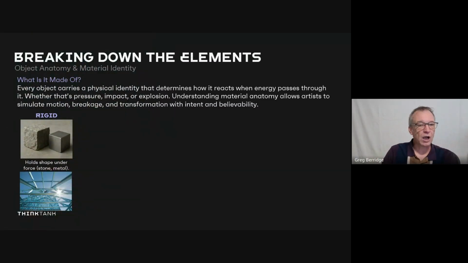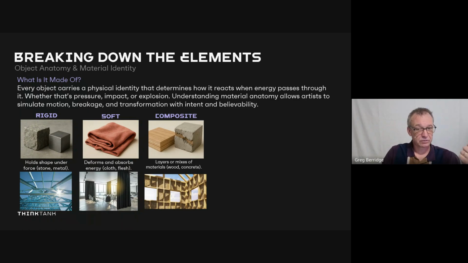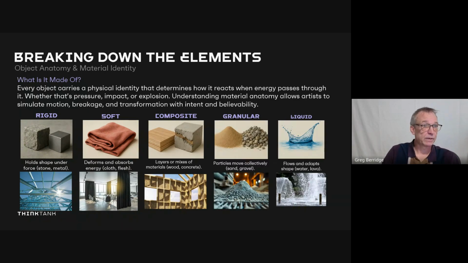So object anatomy and material identity, right? What is it made of? What are you destroying and what is it made of here, right? So the physical identity determines how it reacts when the energy passes through it. So that's why it's so vitally important. And in this case, you can classify this object anatomy in several ways. So I've got rigid here. There's soft, composite, granular, and liquid, right? So all of these are popular building blocks of buildings, things that you might want to actually destroy.